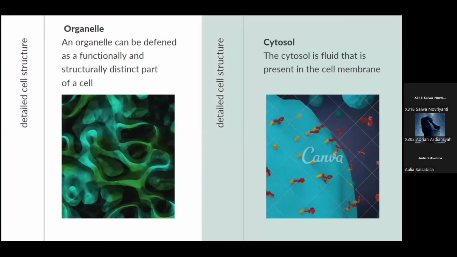Number three, organelle. An organelle can be defined as a functionally and structurally distinct part of a cell. Number four, cytosol. The cytosol is the fluid that is present in the cell membrane.